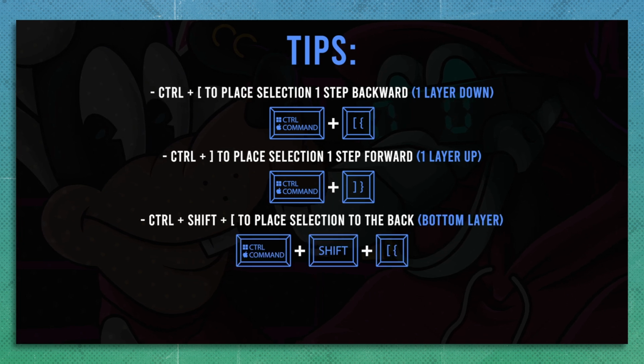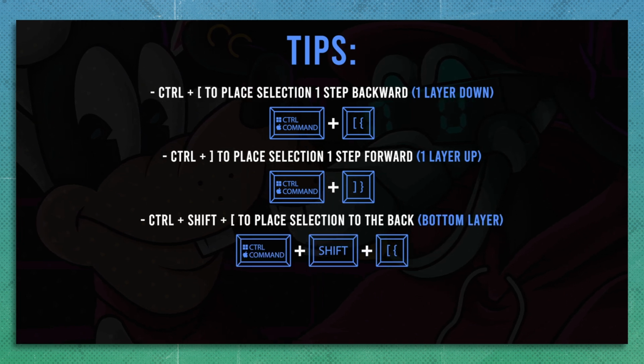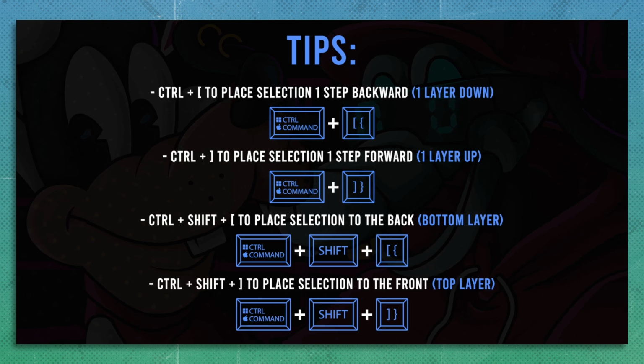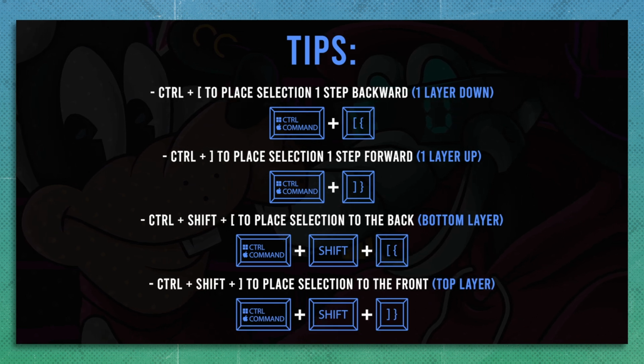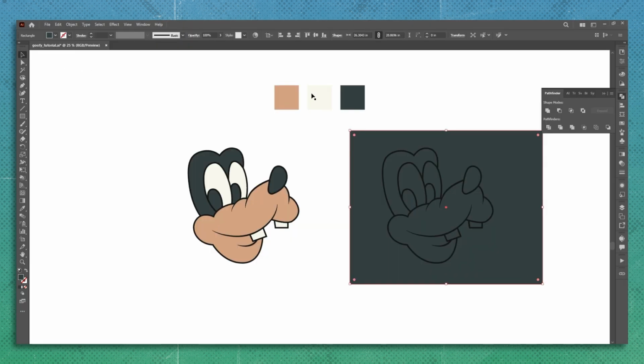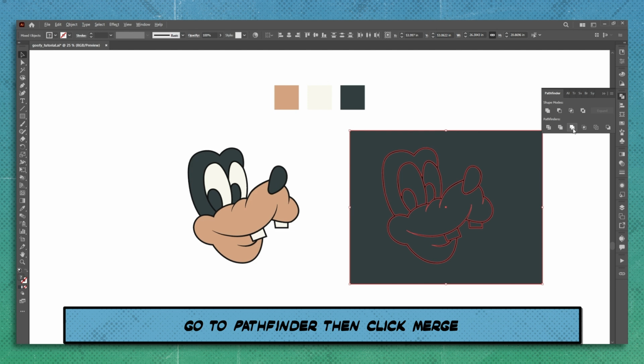Hold Ctrl Shift and press left square bracket on your keyboard to place selection to the back. Hold Ctrl Shift and press right square bracket on your keyboard to place selection to the front. Now, select both. Go to Pathfinder tool and click Merge.